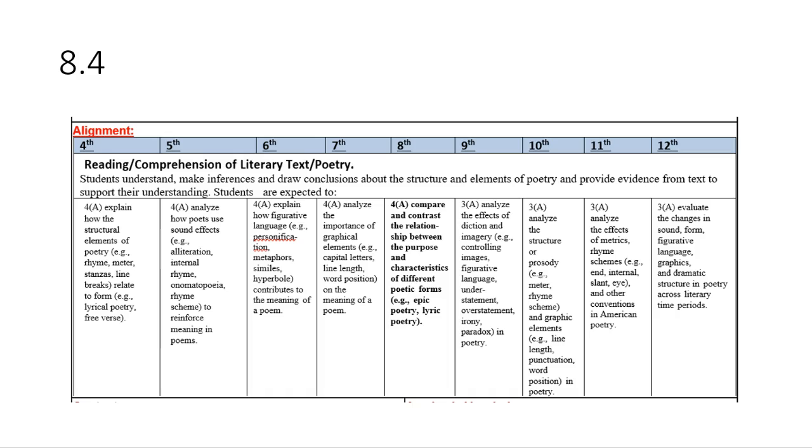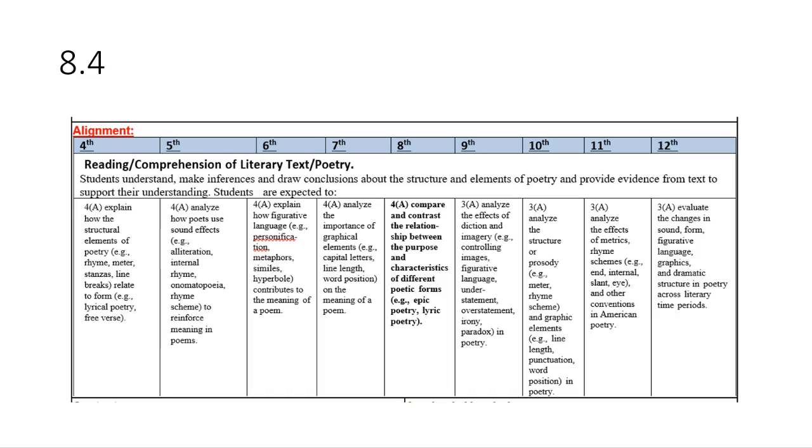We start with Standard 4. This supporting standard is new for students at this level. Previously, students have experienced working with figurative language and how elements of figurative language contribute to meaning in 6th grade. In 7th grade, they looked at the importance of graphical elements and how those affect the meaning of a poem.